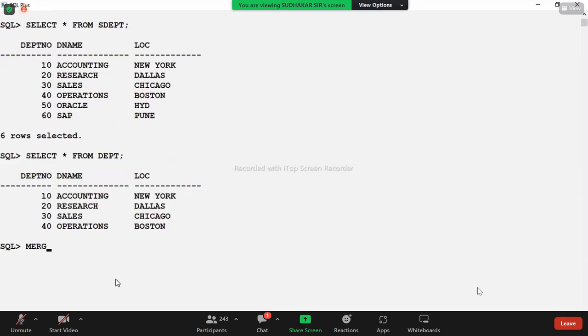Okay, merge into which table? Destination. What is the destination? Put alias name D. Next what? Using. What is next? Source table. What is the source table? SDPT. Yes. On. What is that? Join condition. What is the join condition here? On, destination table dot any one common column you can take. D dot DPT number is equal to S dot DPT number.